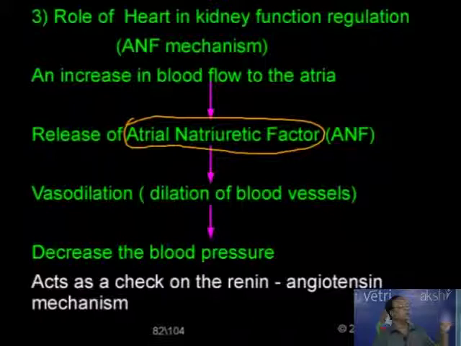To check on this mechanism, we have the ANF mechanism by the heart, that is the atrial natriuretic factor mechanism. This is the factor released by the atria, which has the effect of vasodilation, increasing the diameter of the blood vessel, thereby decreasing the blood pressure and also the cardiac output. Ultimately the blood flow to the kidney decreases, so also the glomerular filtration rate is diminished or decreased. So this is what is happening in regulation of kidney.